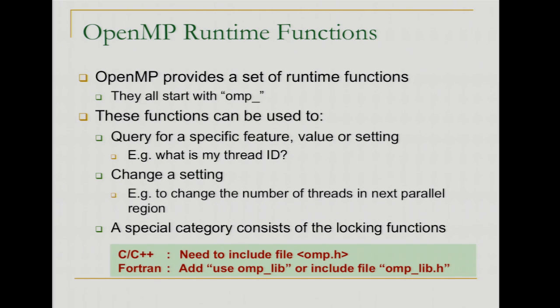One of them is to get information from the environment. Who am I? That's the obvious one. How many threads are there in my team? Is nested parallelism enabled, for example? What are the settings? And the other one, of course, is to change something: either to override a default, or to change a setting that you changed beforehand, or to change a setting that perhaps you created in an environment variable. So change something, or query something to get information. And as you've seen before, you need a header to actually use them.